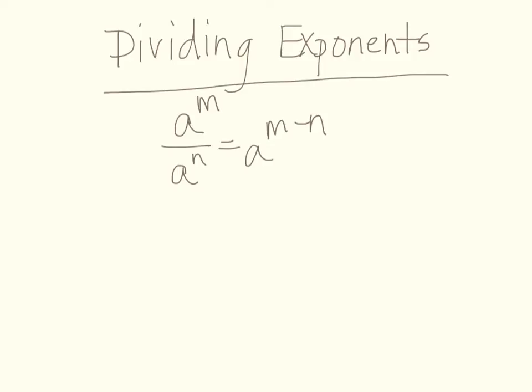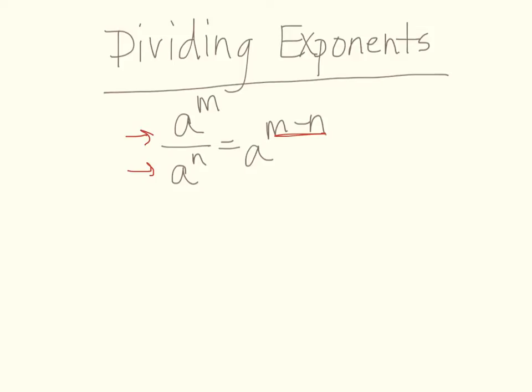All right, let's look at dividing exponents. In other words, how do you put like bases together when they're on top and bottom of a fraction? When you need to put like bases together that are on top and bottom of a fraction, you actually subtract the exponents. So when we multiply like bases, we add the exponents, and when we divide like bases, we subtract the exponents.